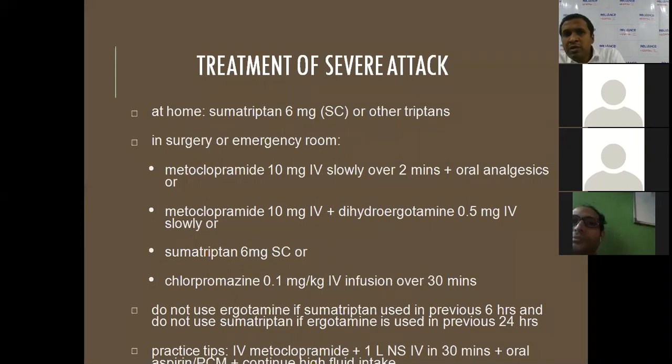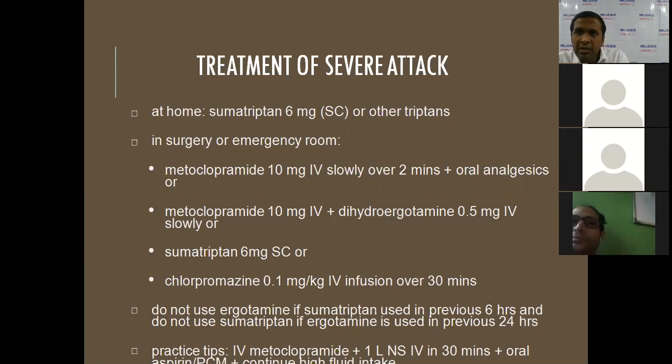Chlorpromazine may help. So you need to give a combination of an ergot with a painkiller, or a triptan with a painkiller. One thing which usually works is giving the patients metoclopramide with a large amount of fluids with an oral painkiller, and improving the fluid intake also helps, because patients may be vomiting all the time.